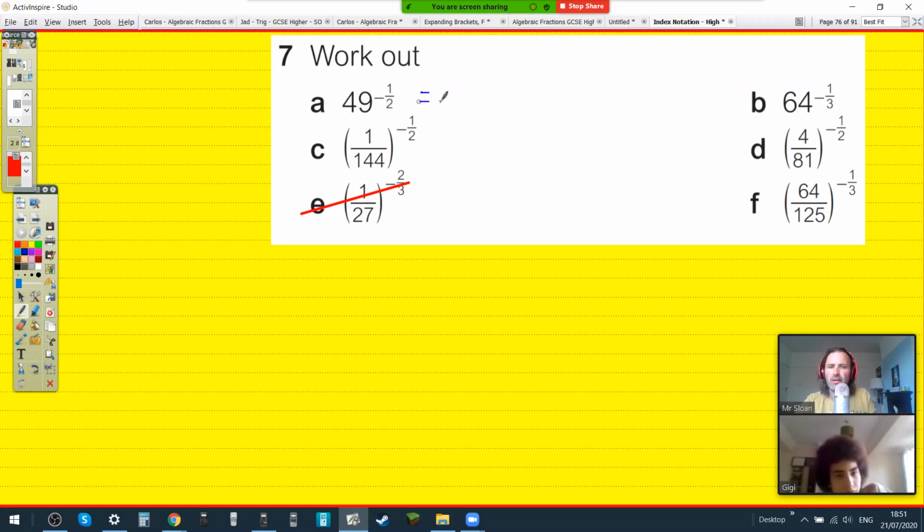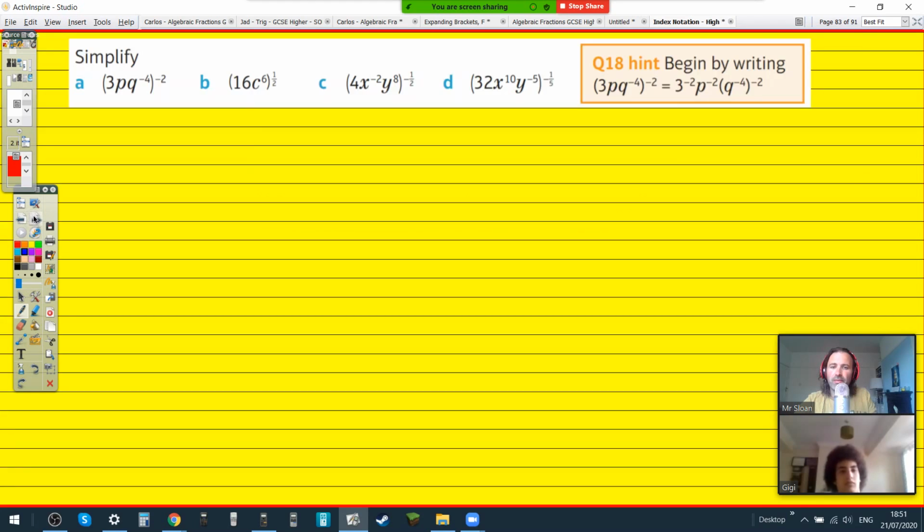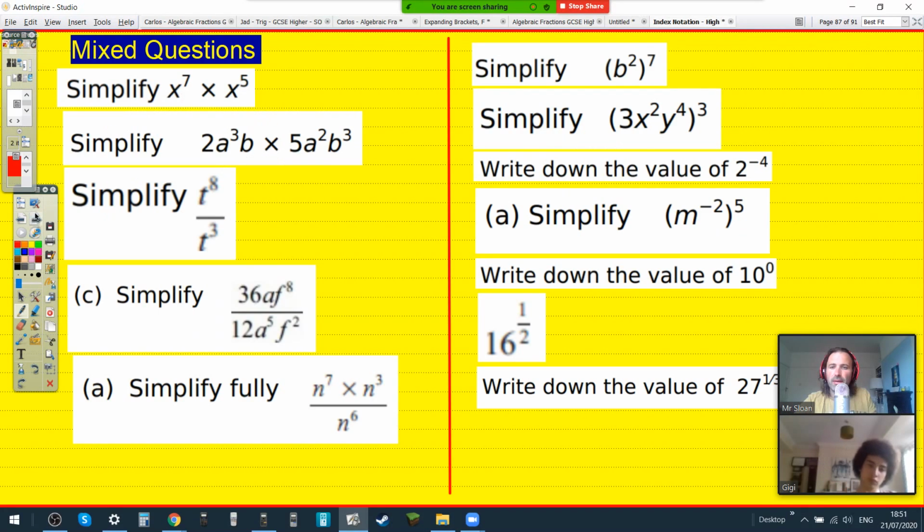How about B? It would be 1 over 49 to the power of half, which would be 1 over square root of 49, which would be 1 over 7. Yep. And so it's just mixing together two different things that you did separately. Okay, test day is best day. Test your best.